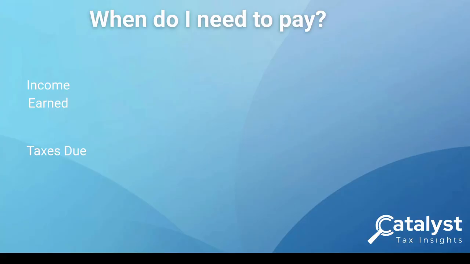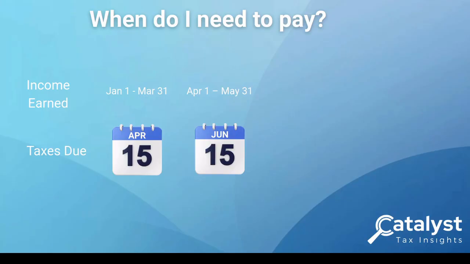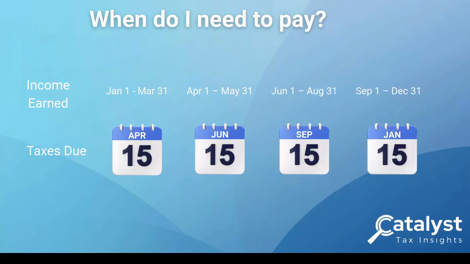When do I need to pay my estimated taxes? The IRS wants their tax money throughout the year. However, the tax periods do not match normal calendar quarters. For January 1st through March 31st, taxes are due on April 15th. But the next set is April 1st through May 31st, only 2 months, and is due on June 15th. Followed by June 1st to August 31st, due on September 15th, and September 1st to December 31st. You can fill out the remainder of the year, and you have until January 15th to pay any taxes owed.